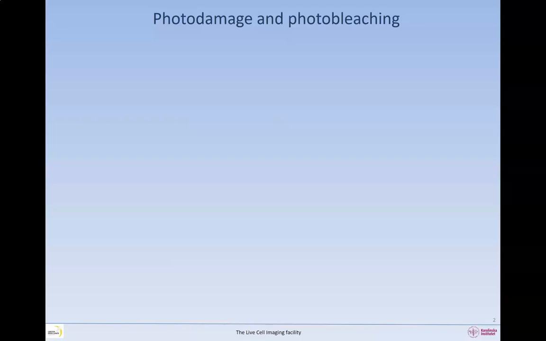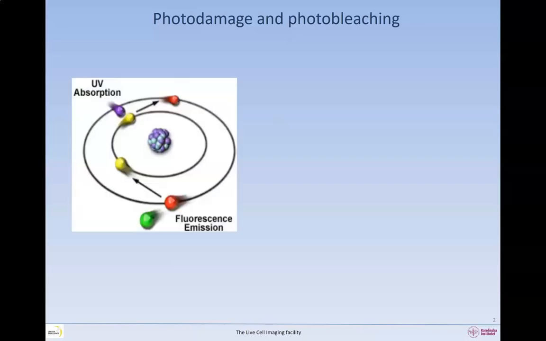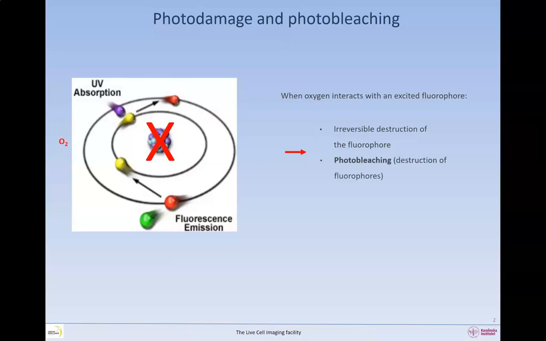What is photo damage and where does it come from? When exciting a fluorophore, the fluorophore will transition from the ground state to an excited state, a state in which the fluorophore is highly susceptible for reacting with molecules in the surroundings, including oxygen. When oxygen interacts with an excited fluorophore, it will lead to an irreversible destruction of the fluorophore, and the destruction of the fluorophore is termed photobleaching.